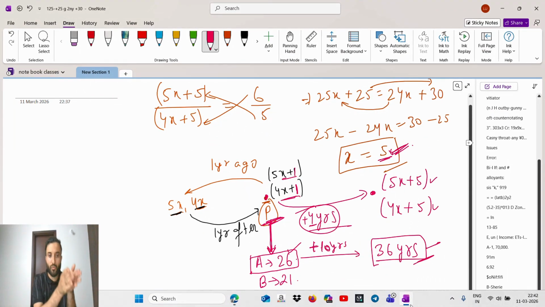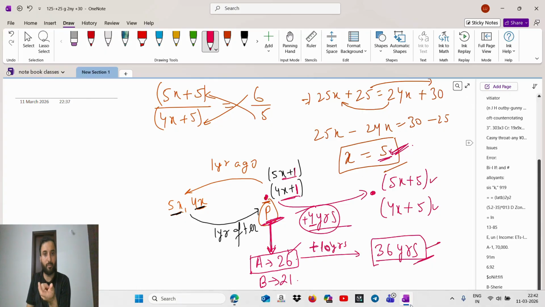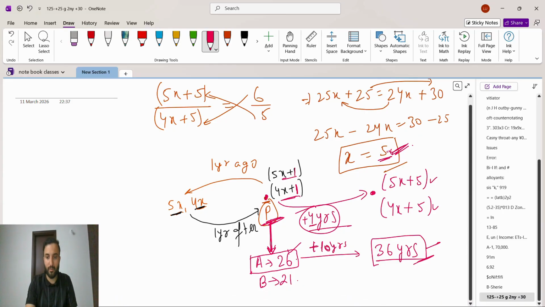If 1 year ago was 5x and 4x, then 1 year after means 5x plus 1, 4x plus 1, and they are talking from now, which is only the present. So we find the value of x, then we get the present age of A and of B, and now they are asking after 10 years from now what is the age of A. Knowing x, 5x plus 1 gives A's age as 26, plus 10, 36 years. Guys, nothing is difficult.